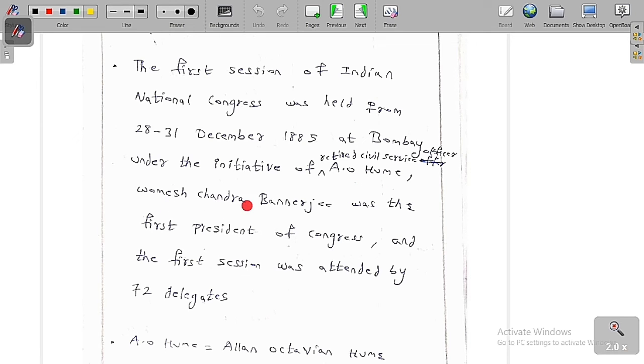Umesh Chandra Banerjee was the first president of the Congress. And the first session was attended by 72 delegates.